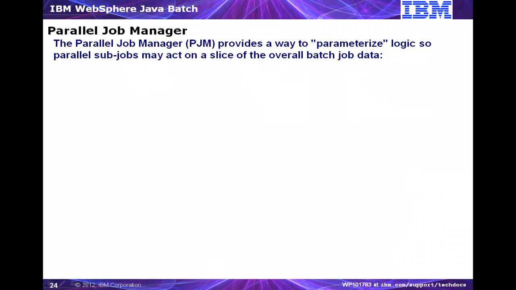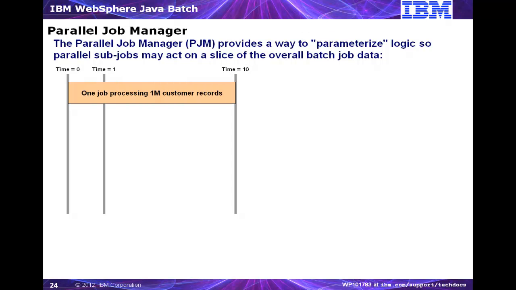The Parallel Job Manager function of WebSphere Java Batch provides you the ability to split large jobs into smaller parallel sub-jobs. Transactional batch jobs often lend themselves to parallel processing based on ranges of the data being worked on. So imagine a job that processes 1 million records and takes 10 hours of time to run. That's one way you could process the job.